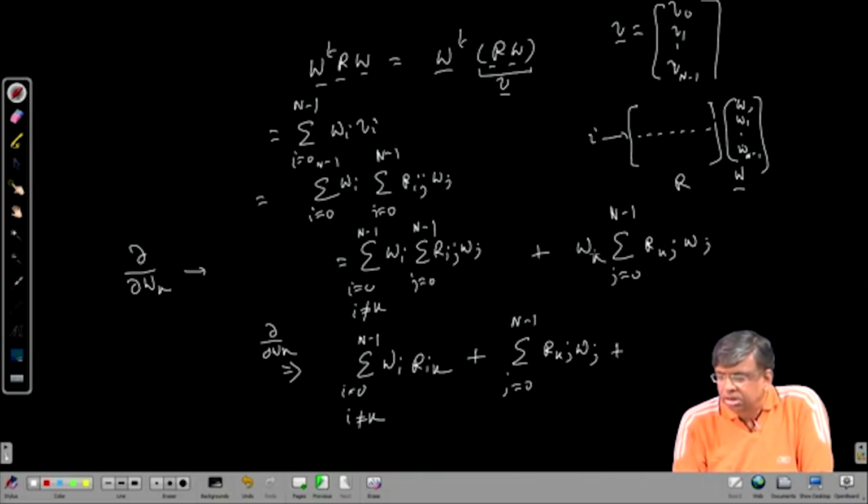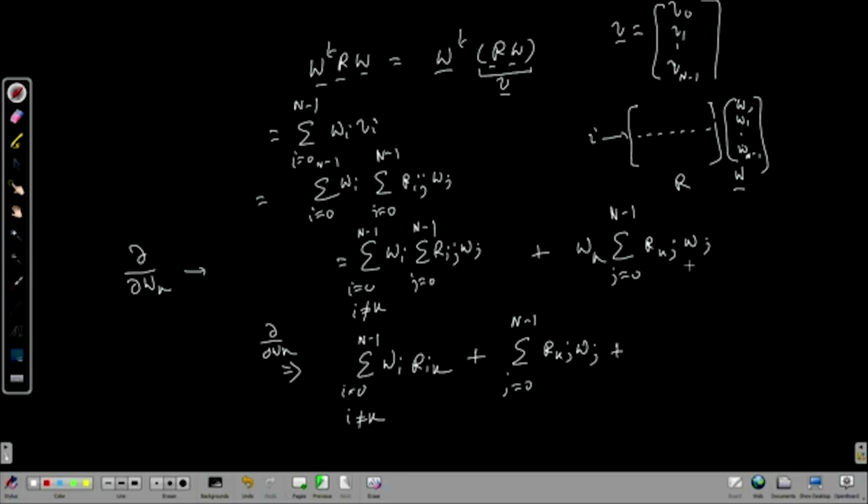And now, if I hold this Wk fixed and differentiate this with respect to Wk, I get Rkk Wk differentiated, Wk goes, Rkk. So, Rkk and Wk fixed here. So, Rkk Wk. Now, you see i equal to k is not present here. Suppose i equal to k was to be present, then that would have been a term Wk Rkk, and that is what it is, Wk Rkk. So, I can as well absorb this in this summation and remove this i not equal to k.